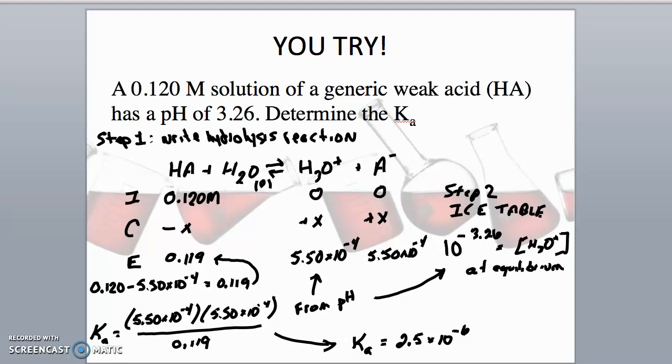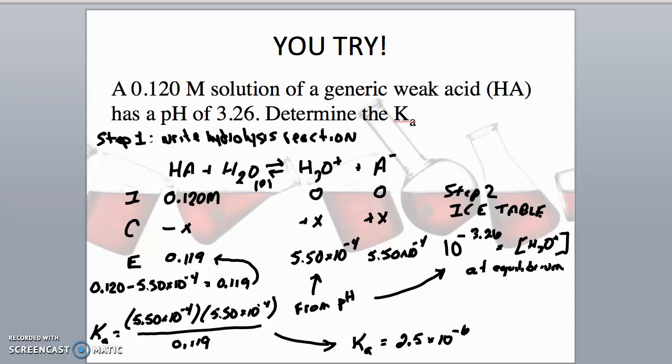If no reaction is given, this is where you want to start. This is a solution of a weak acid, so we want to write the hydrolysis reaction. Next, I will set up an ice table. The concentration given is the initial concentration of the weak acid. The products will start at 0, and water will be ignored since it's not part of the equilibrium expression. The change is represented in terms of x, and we can determine the hydronium ion concentration at equilibrium from the pH. Once we have the hydronium ion concentration, we can solve for x.